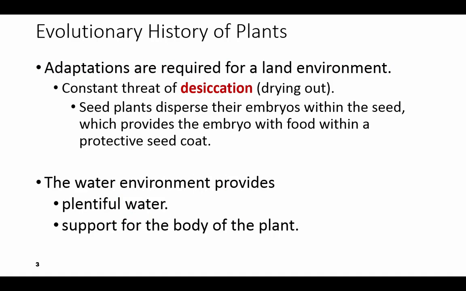And they had to have specific adaptations to live on the land because you have a constant threat of drying out, or desiccation. So they started developing seeds, and their embryos developed within the seed, and it had food in there for the developing embryo with a surrounding protective seed coat. Now, if they live in the water environment instead of the land environment, obviously they have plenty of water, and that helps to support the body of the plant.